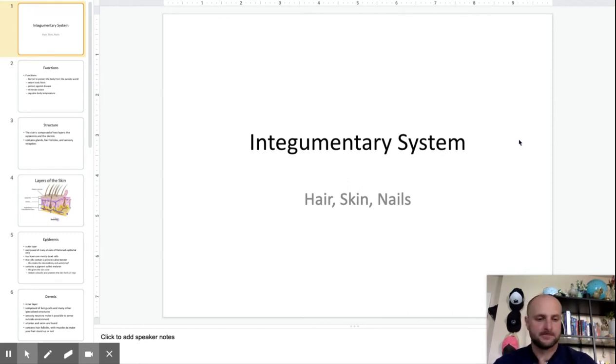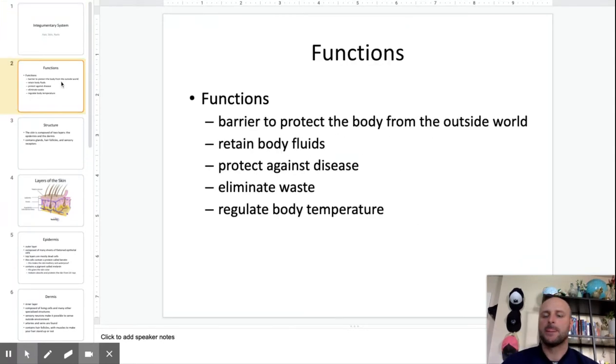Amen. Okay, so the integumentary system: the hair, the skin, and the nails of the body. Let's get right into it.